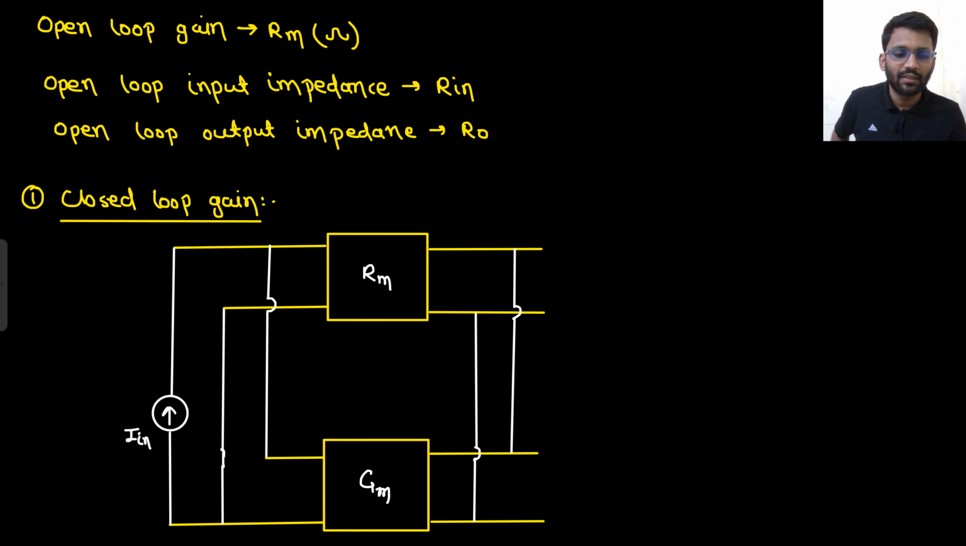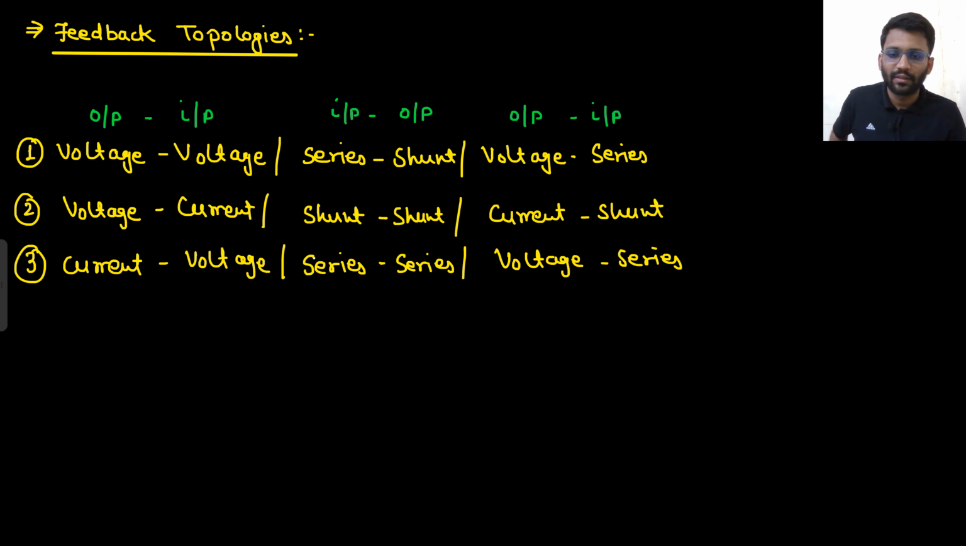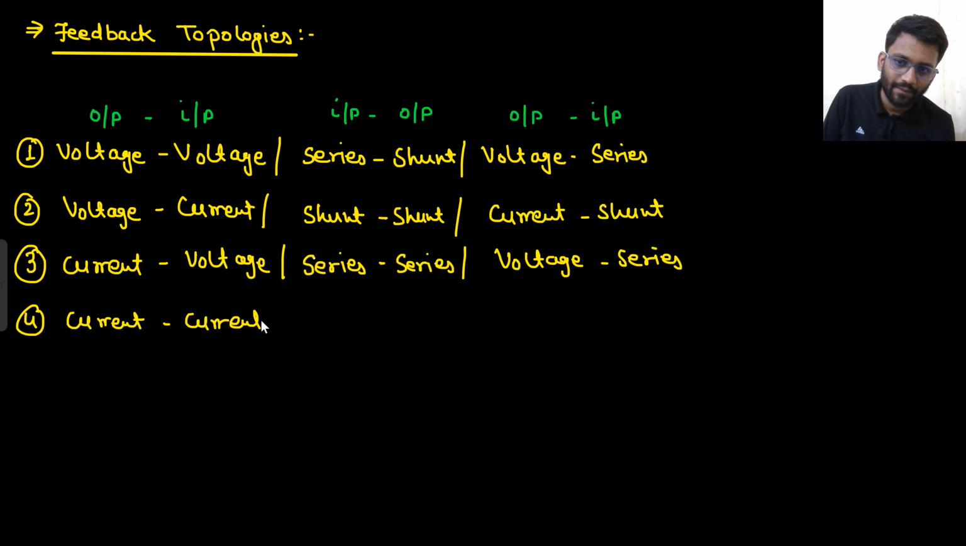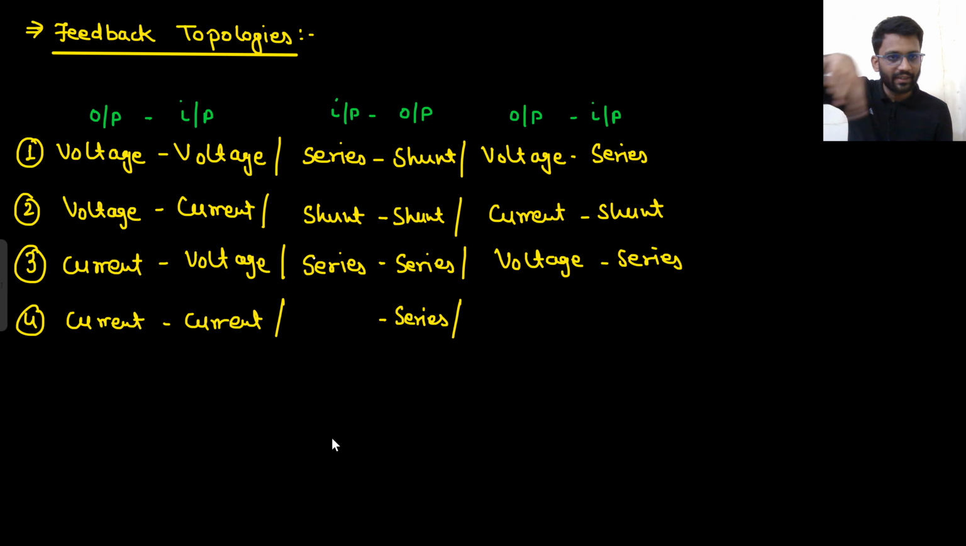Now what will be the next one? Next topology will be current. So what will be its name? Tell me. Current is being sampled. In which connection is current sampled? Series. But wait a minute, this is the output one. Series. And what about the input? At the input, current is being mixed. That means current is mixed in shunt connection. So at the input side you will write shunt, at the output side you will write series.